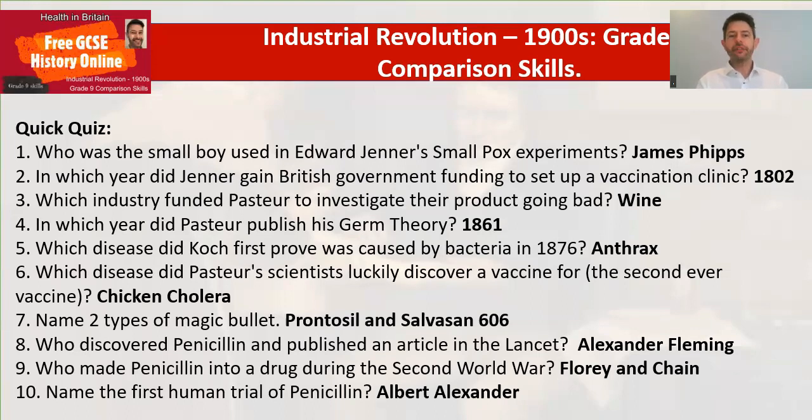In which year did Jenner gain British government funding for his vaccination clinic? 1802. Which industry funded Pasteur to investigate their product going bad? Of course, it was wine. I sometimes see beer written in some notes, but I'm pretty sure it's the wine industry. Which year did Pasteur publish his germ theory? 1861. Important book, important moment, and it obviously influences surgery and treatments.